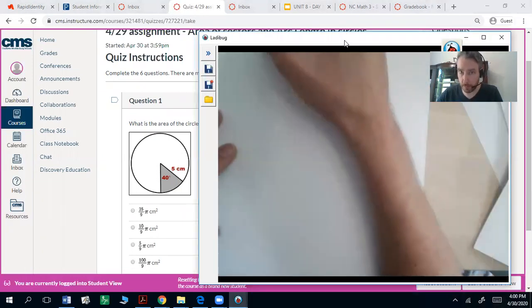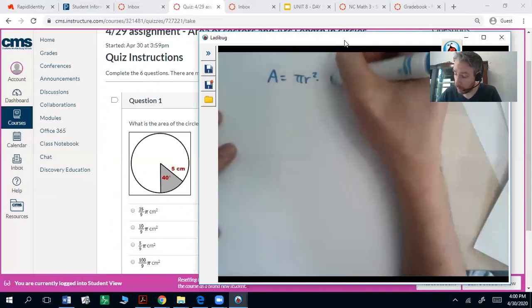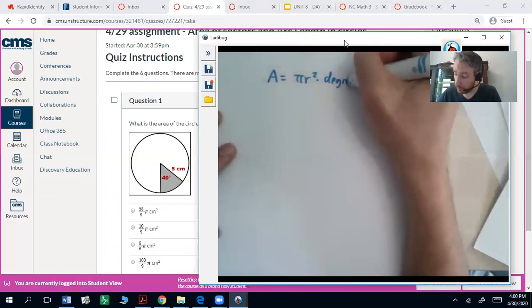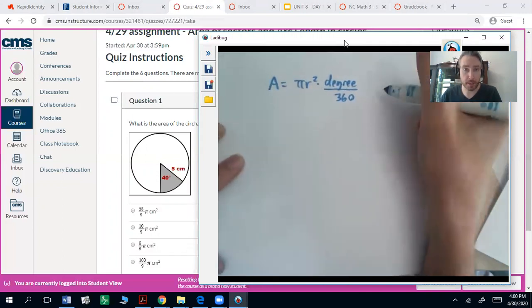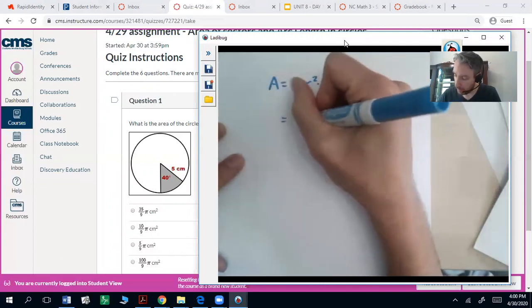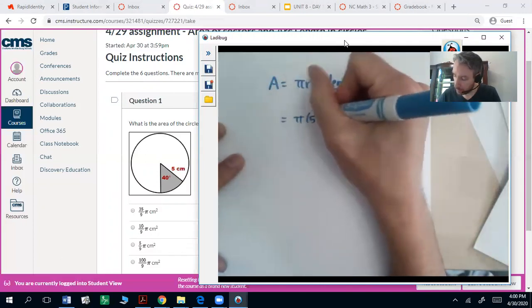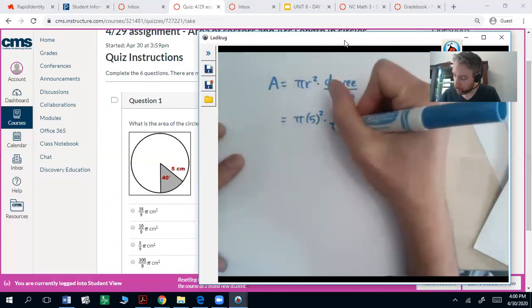The area formula for a sector of a circle is A equals pi r squared times the degree of the central angle divided by 360. The radius is, in this case, 5. So pi times 5 squared times the degree, which is 40, over 360.